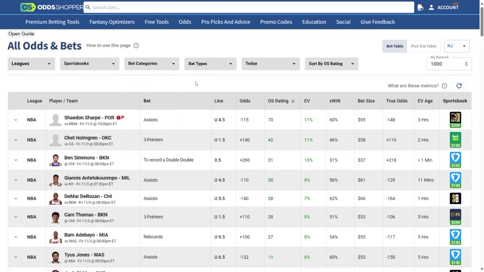This is a really, really easy system to use at OddsShopper. And OddsShopper really is as simple as going to our page, looking at the bets page, and then placing the bets based on our bet size recommendations.